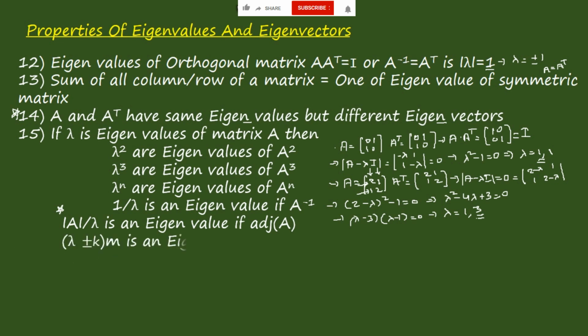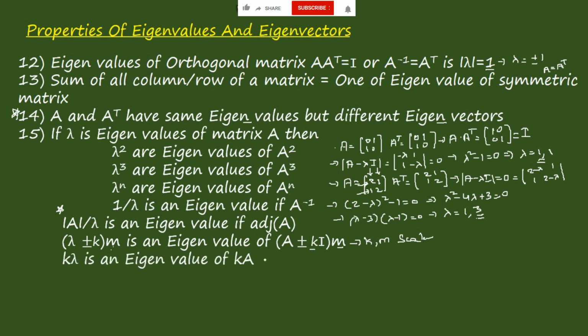Lambda plus or minus k into m is an eigenvalue of A plus or minus k into I, into m, where k and m are scalar values. Okay, they are scalar values. When you add something and multiply with this one, then the matrix is the matrix added with some identity matrix, k into identity matrix, and with an m. Come to the next one. K into lambda is an eigenvalue of k into A. Okay, come to the next one.